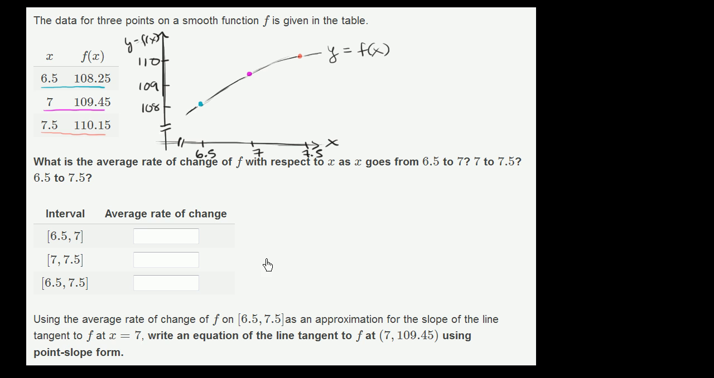Now let's try to answer their questions. What is the average rate of change of f with respect to x as x goes from 6.5 to 7, 7 to 7.5, and 6.5 to 7.5? So let's do them one at a time.